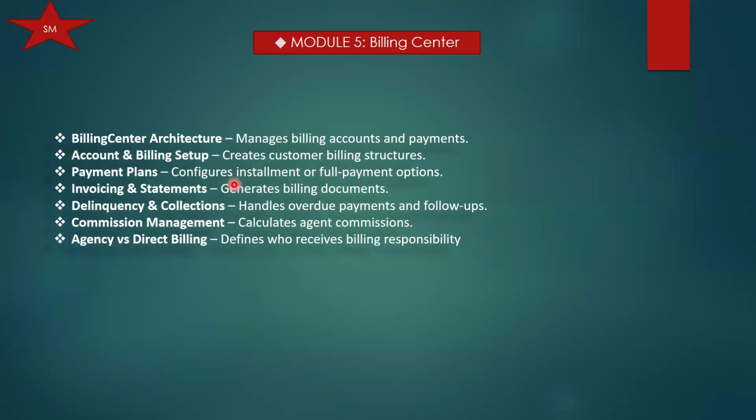So this one, I think you should understand. When any agent creates a policy, for life, an agent used to get 35% commission, but in P&C, property and casualty, I don't know that percentage, but there might be some percentage, and that calculation happens in commission management. Agency versus direct billing defines who receives billing responsibility. Those are defined in the agency and direct billing.